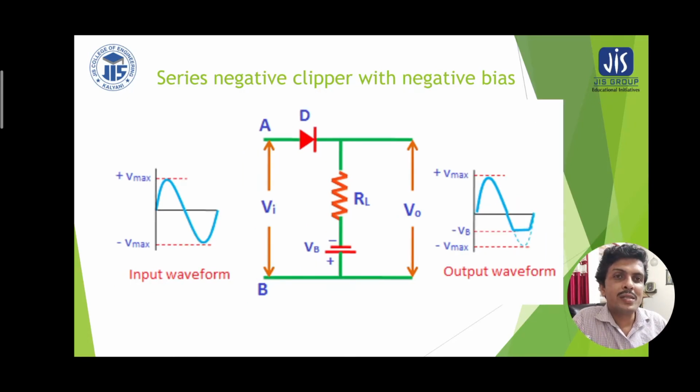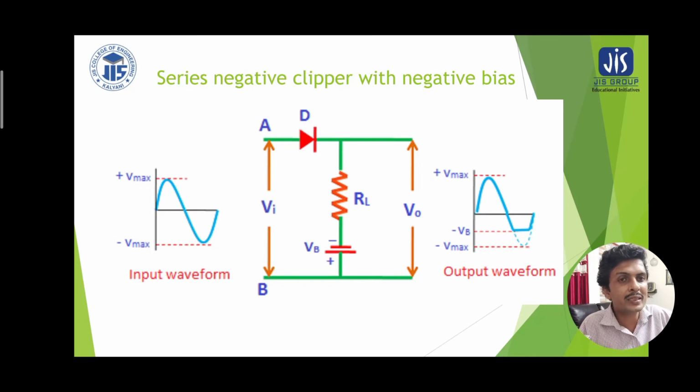And this one is the series negative clipper circuit with negative bias. In this circuit we see that a negative voltage is applied to the diode side, and the diode is in series connection. Therefore here the negative side of the signal has been clipped off, starting from the negative peak of the signal. That is why it is a negative clipper circuit, but it is not a complete negative clipper circuit because of the presence of the bias voltage.